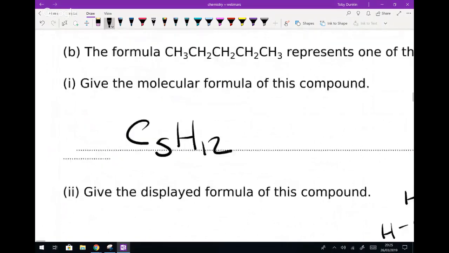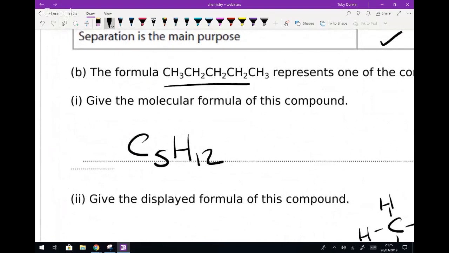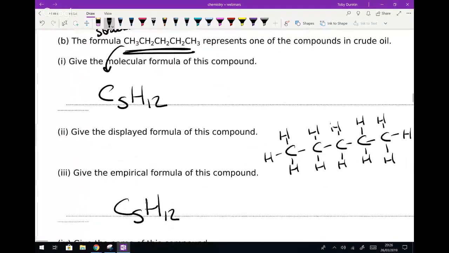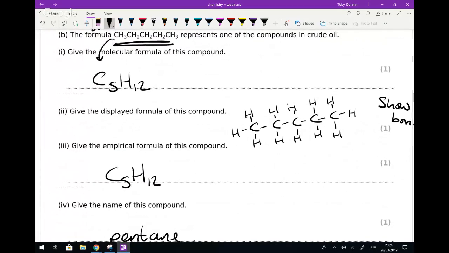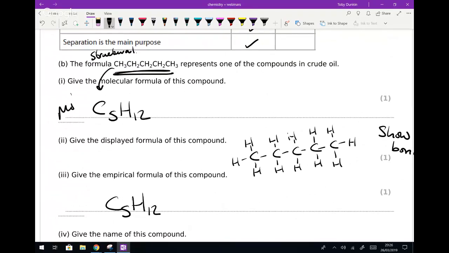Right? Give the molecular formula. Oh, isn't that nice? They've given you structural. So that's a structural formula, and they're asking you to convert it into molecular. Just count the atoms. C5H12. Then they're asking you to convert it to a displayed formula. And then, wow, they've gone everywhere. They've gone structural to molecular to displayed. And then displayed, and then, wow, I totally forgot that they did this.